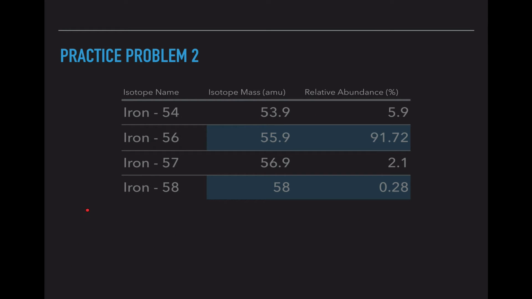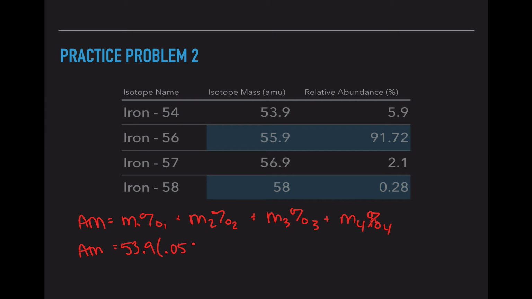One more practice problem. This time we have 4 isotope masses. So average mass is mass 1 times percent 1 plus mass 2 times percent 2 plus mass 3 times percent 3 plus mass 4 times percent 4. And when we do this, we take the mass, 53.9, times the percent changed back into a decimal, plus 55.9 times the second percent changed back into a decimal, and this last one is teeny tiny, changed into a decimal.